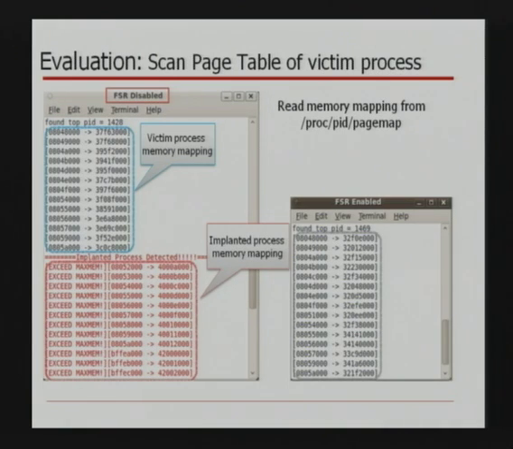So in the second case, we enable the frequency restoration, and then we scan it again. And whenever we scan the page table, it will always point to the victim process.